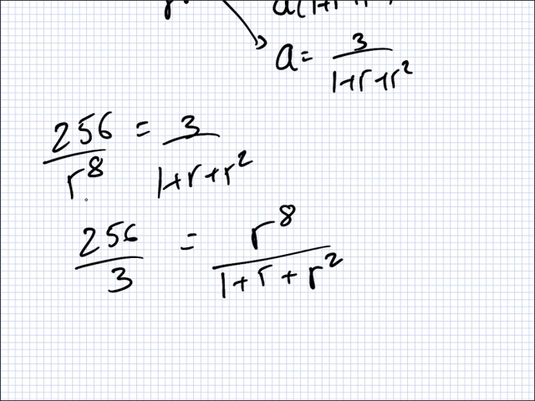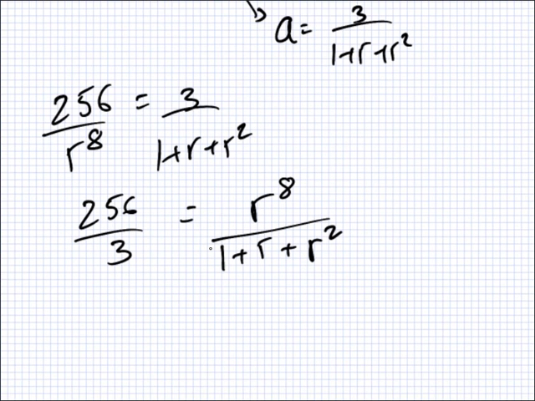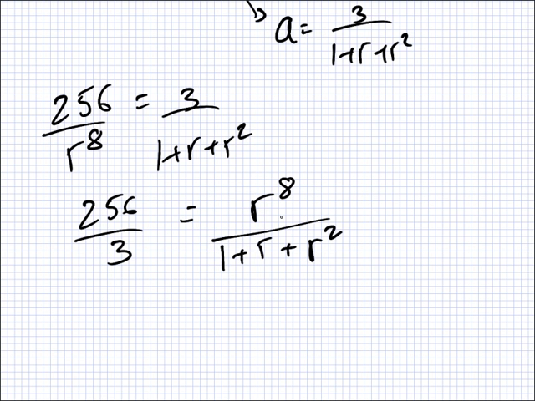No, actually I'll leave it like that. It's fine. Okay, so we need to think of a value of r so that if we make it power 8, we get 256. And if we put the value in the denominator, we get 3. It has to be minus 2, doesn't it? Because minus 2 power 8 is 256.